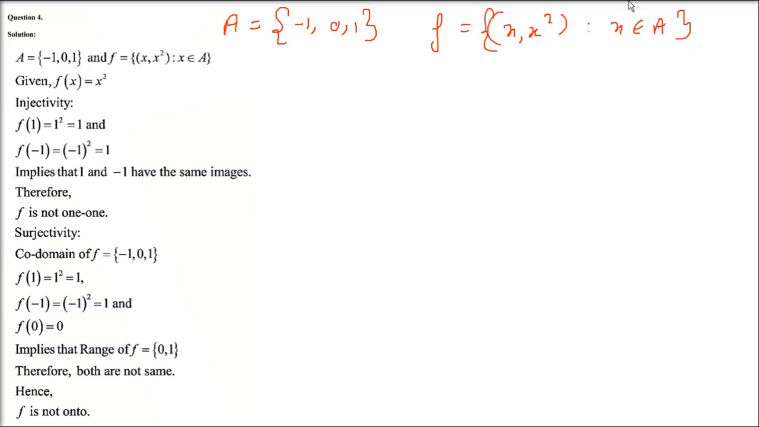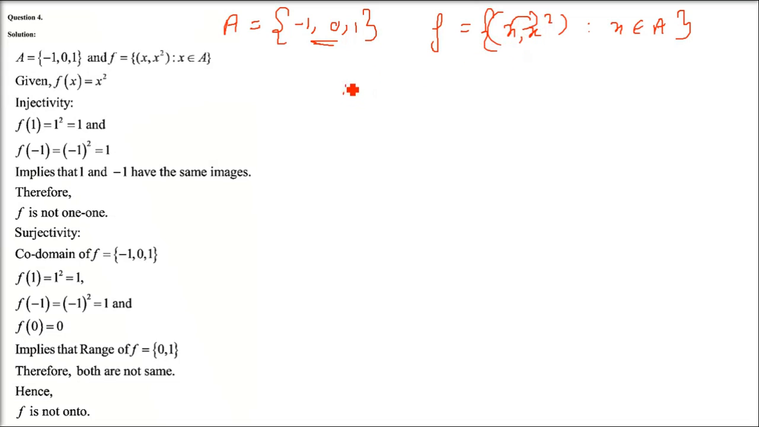Those who are preparing for competition, you need to understand this. x and x square means x comma y. y is x square here. It means we are talking about ordered pairs. x is x and y is y. So y is x square here. And we only have options as what? -1, 0, 1.